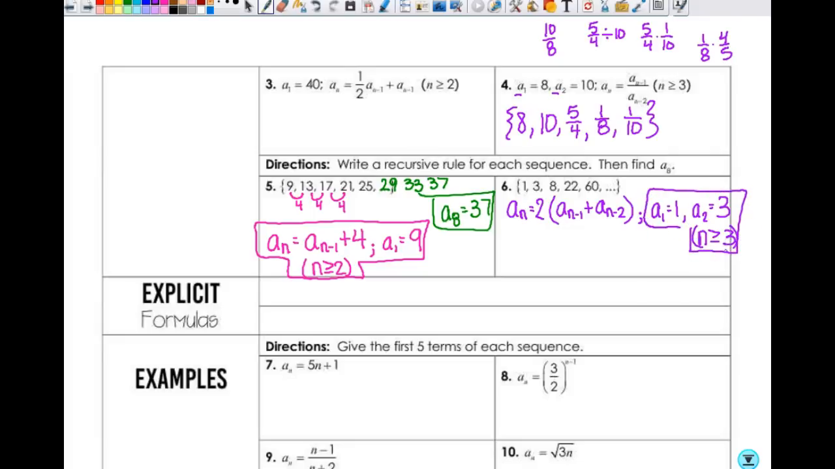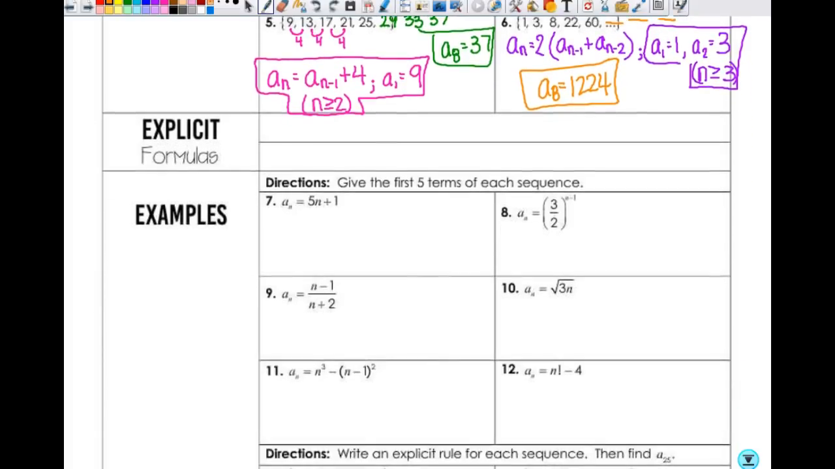So there's my rule. I want to find a8, so this is 1, 2, 3, 4, 5, 6, 7, 8. I need. So I'd add these 2 together and multiply by 2, and then add the next 2 together, multiply by 2. See if you can pause this, find a8, and then I'll tell you what it is. Right, a8 is equal to 1224. Okay. So that's recursive formulas.